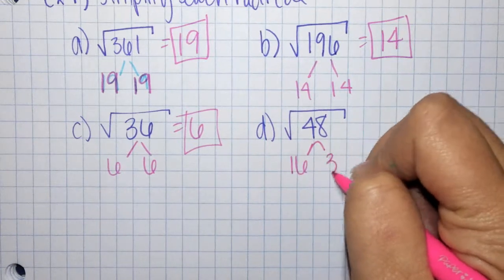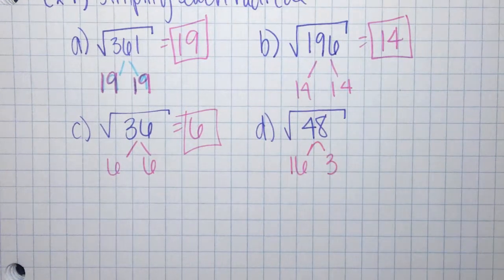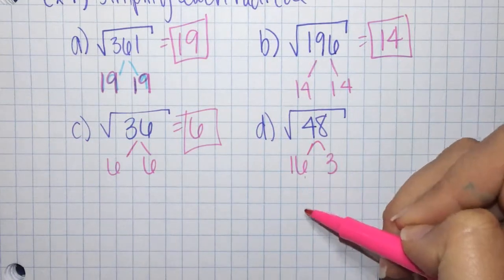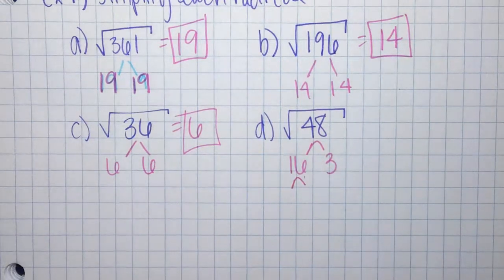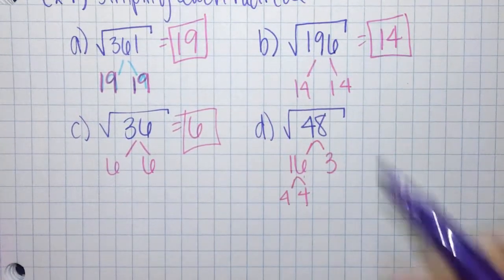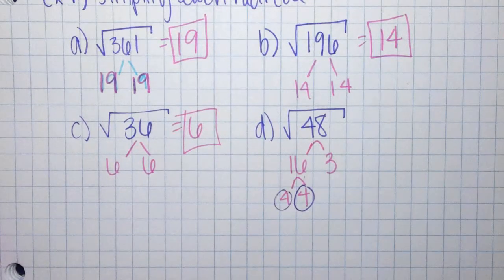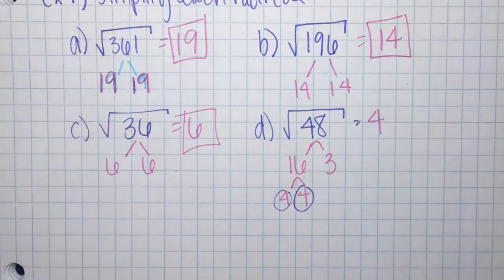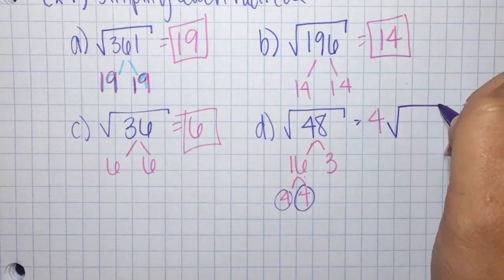So you get 16 and 3. Now remember, we need 2 of the same number. So what 2 numbers give us 16? 4 times 4. Now, do we have 2 of the same number? Yes. So that number goes on the outside because he wants to go out and play. Then we draw our house.